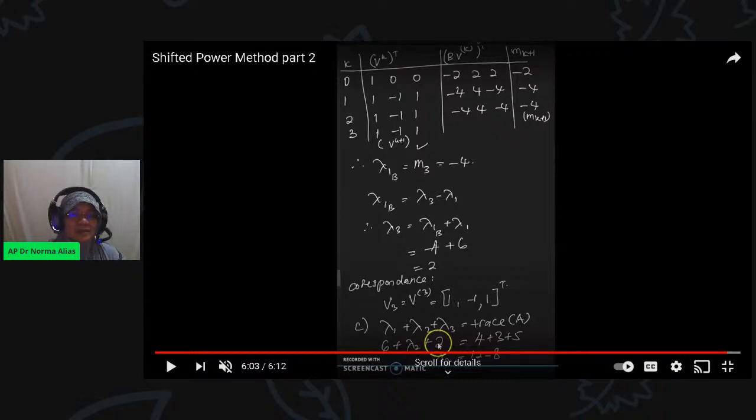So to get lambda 2, you compute 12 minus lambda 1a minus lambda 1b, or minus lambda 3. Lambda 3 is from lambda 1b. So you get this formula.